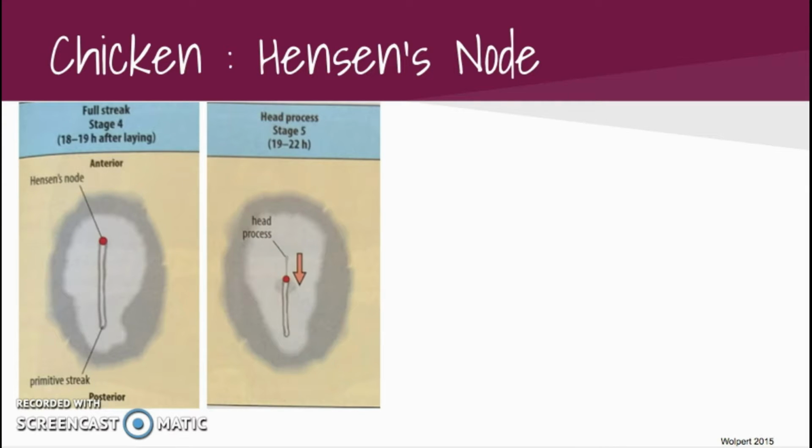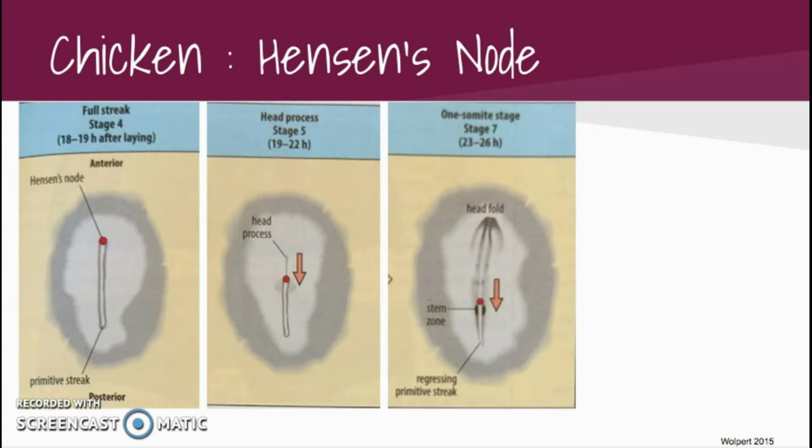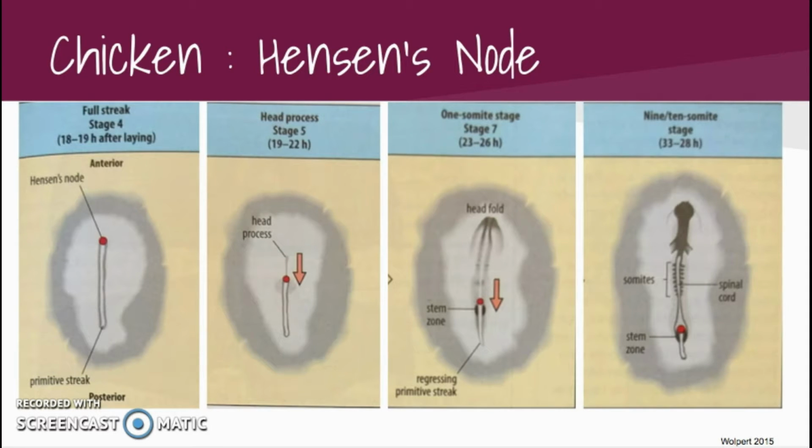Hensen's node is similar to the Spemann organizer in Xenopus because if it was transplanted to another region or in other species, it will result in a second axis. Once the Hensen's node has extended to its max length, it starts regressing towards the posterior end of the embryo, forming notochord and somites just anterior of the regressing node.